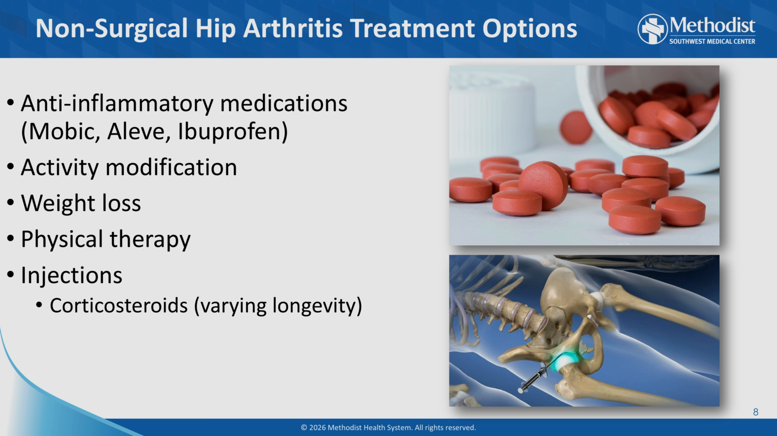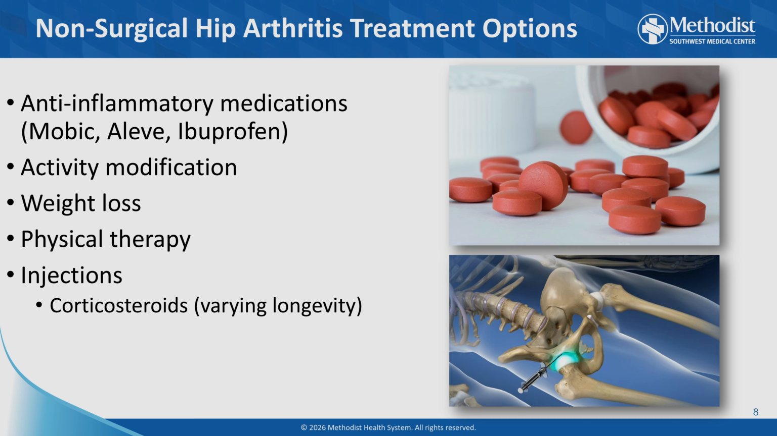So we try things like anti-inflammatory medications, and that's like meloxicam or Mobic, which is long-acting ibuprofen, Aleve, ibuprofen, activity modification. So if you're a marathon runner, maybe that's not the best thing for you. Maybe swimming or bicycling would be better. Weight loss is important, both for hip and knee arthritis.